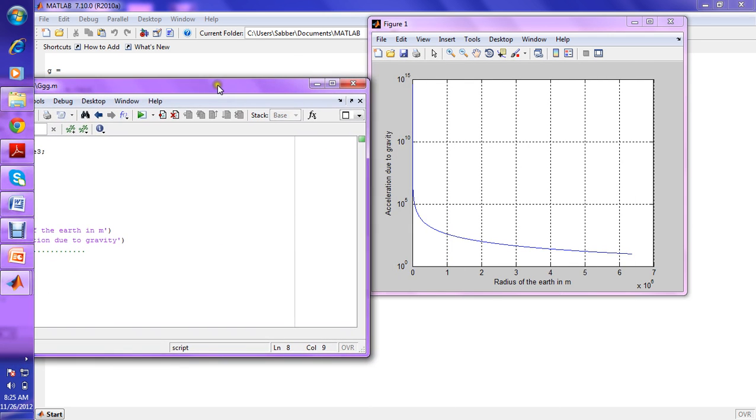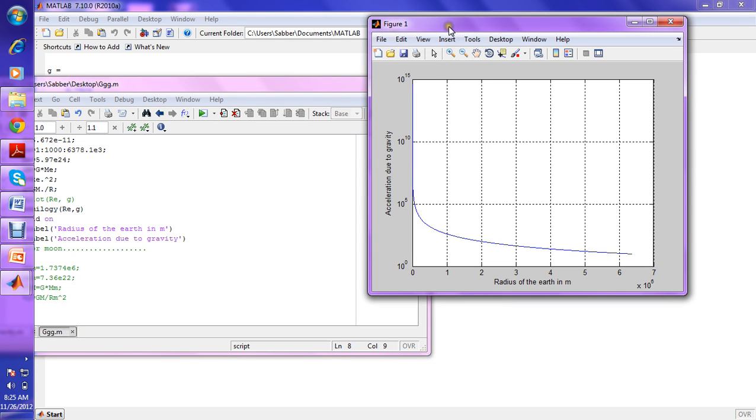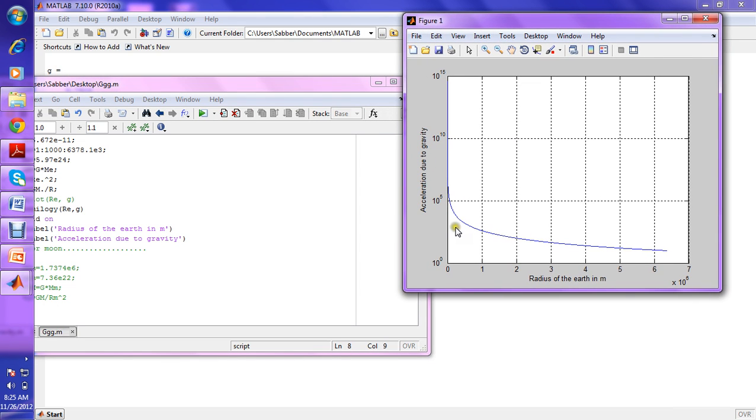So what do you all see? Yeah. So semi-log y. That means you see in semi-log paper, it's not a linear scale, because radius is linear scale and this is not a linear scale here. And acceleration due to gravity is not linear, it's a semi-log. Okay, so 10 to the 5, 10 to the power 10, and 10 to the 15.